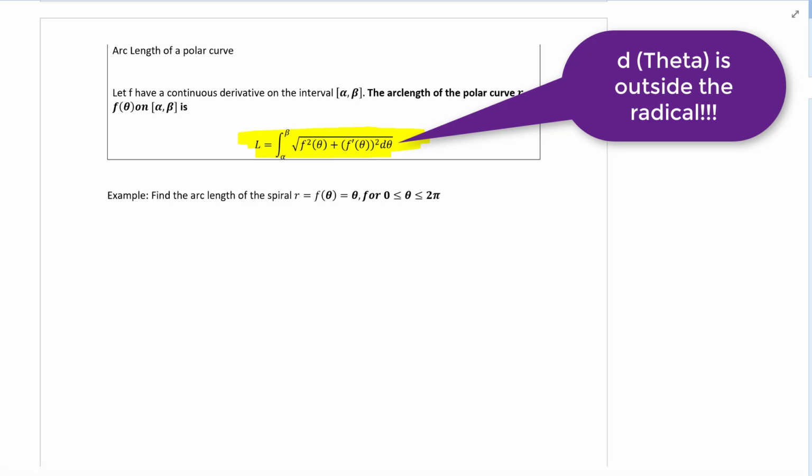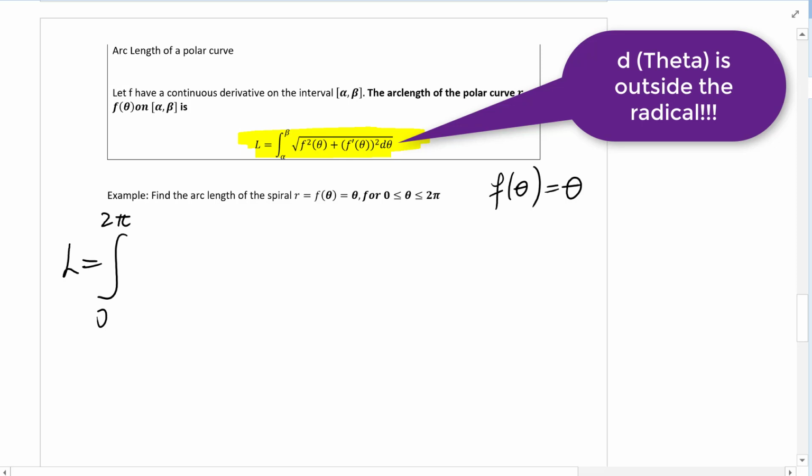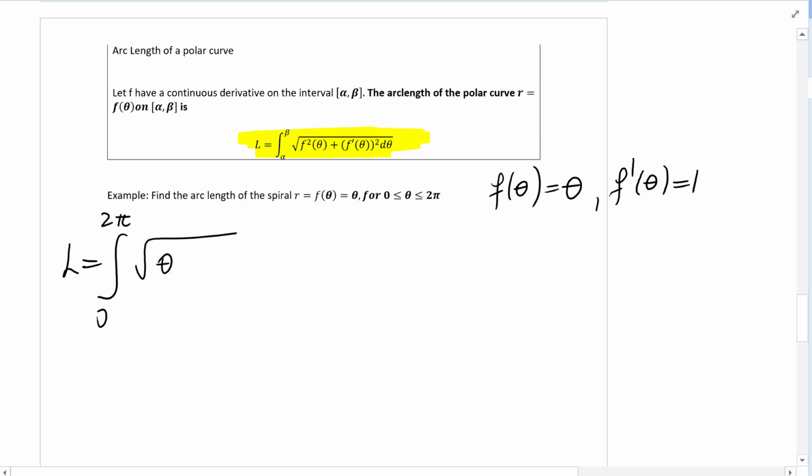So let's solve the problem. Find the arc length of the spiral r equals f of theta equals theta for theta between 0 and 2 pi. So L equals the integral from 0 to 2 pi. F of theta in this problem is theta, and f prime of theta equals 1. So we have the square root of theta squared plus 1 d theta. So we want to calculate this integral.